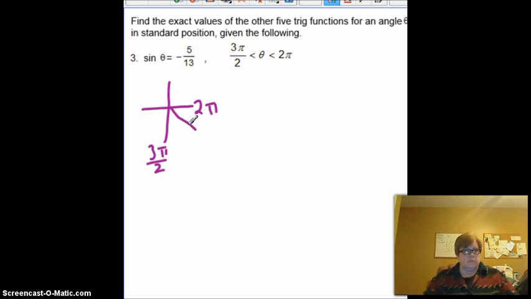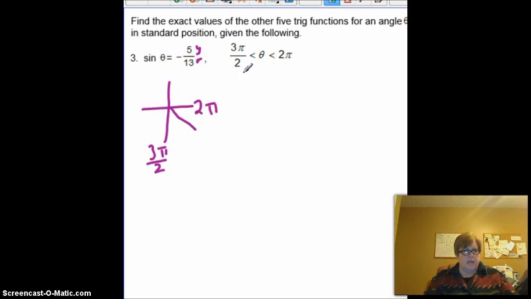Okay, so somewhere I've got to be able to figure out some more information. So let's think about what we know. Sine theta is also, remember the ratio was y over r.